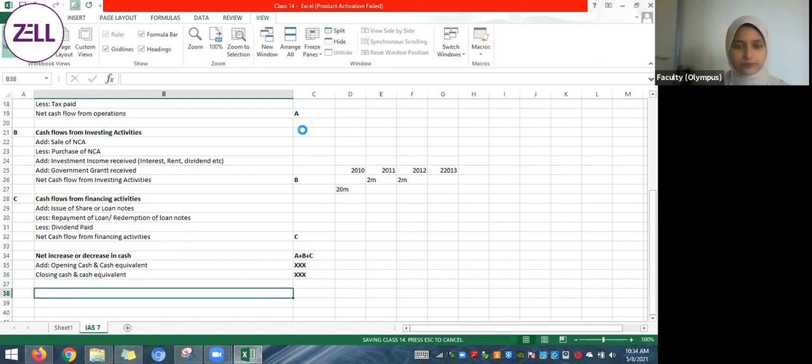So this is your format of cash flows. Based on this, we will be doing a numerical today. We'll do an entire 20 marks sum. 20 marks sums at least we will try to get.